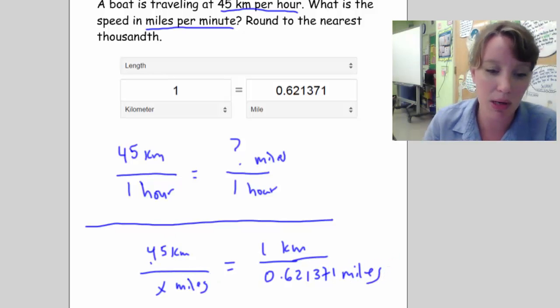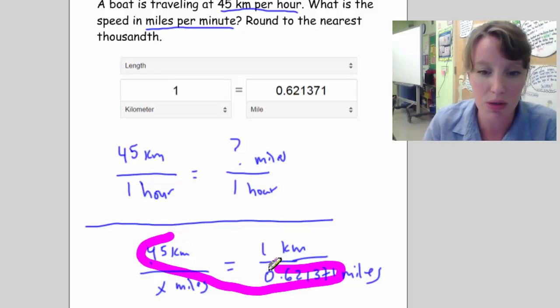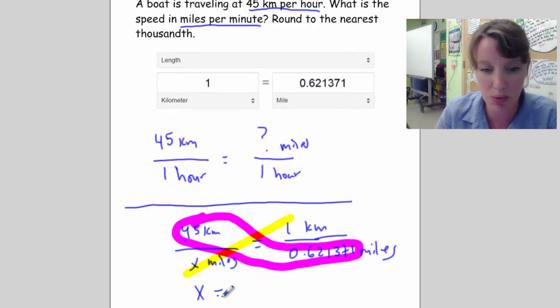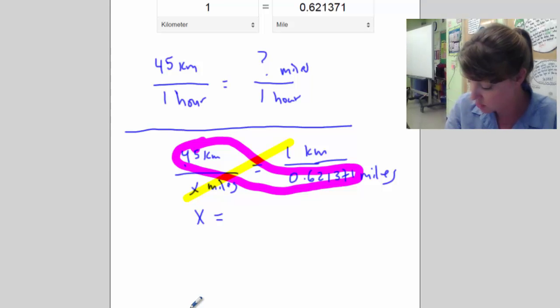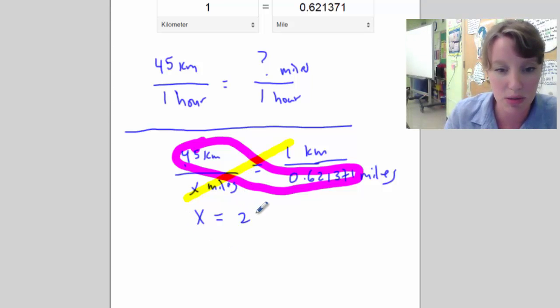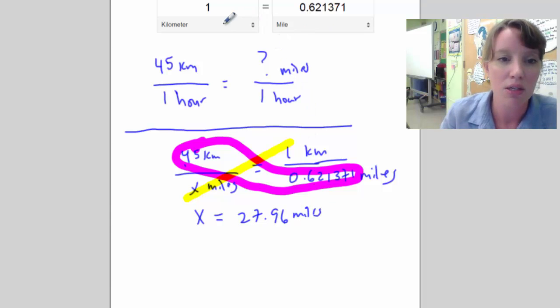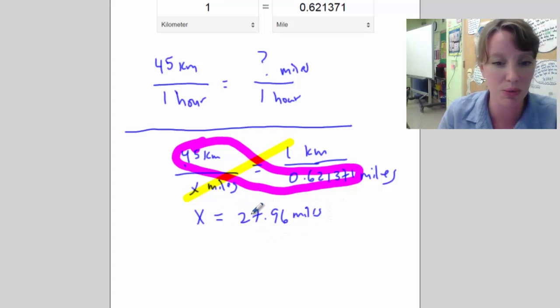Okay, so I'm going to multiply these two numbers together, right? This is my cross product, these two. And that's going to get me X, right? So when I do that, I end up getting X is equal to 27.96 miles. Let's see if that makes sense. So 1 kilometer is equal to less than 1 mile. So it makes sense that for 45 kilometers we're expecting it to be less than 45 when we translate it to miles.